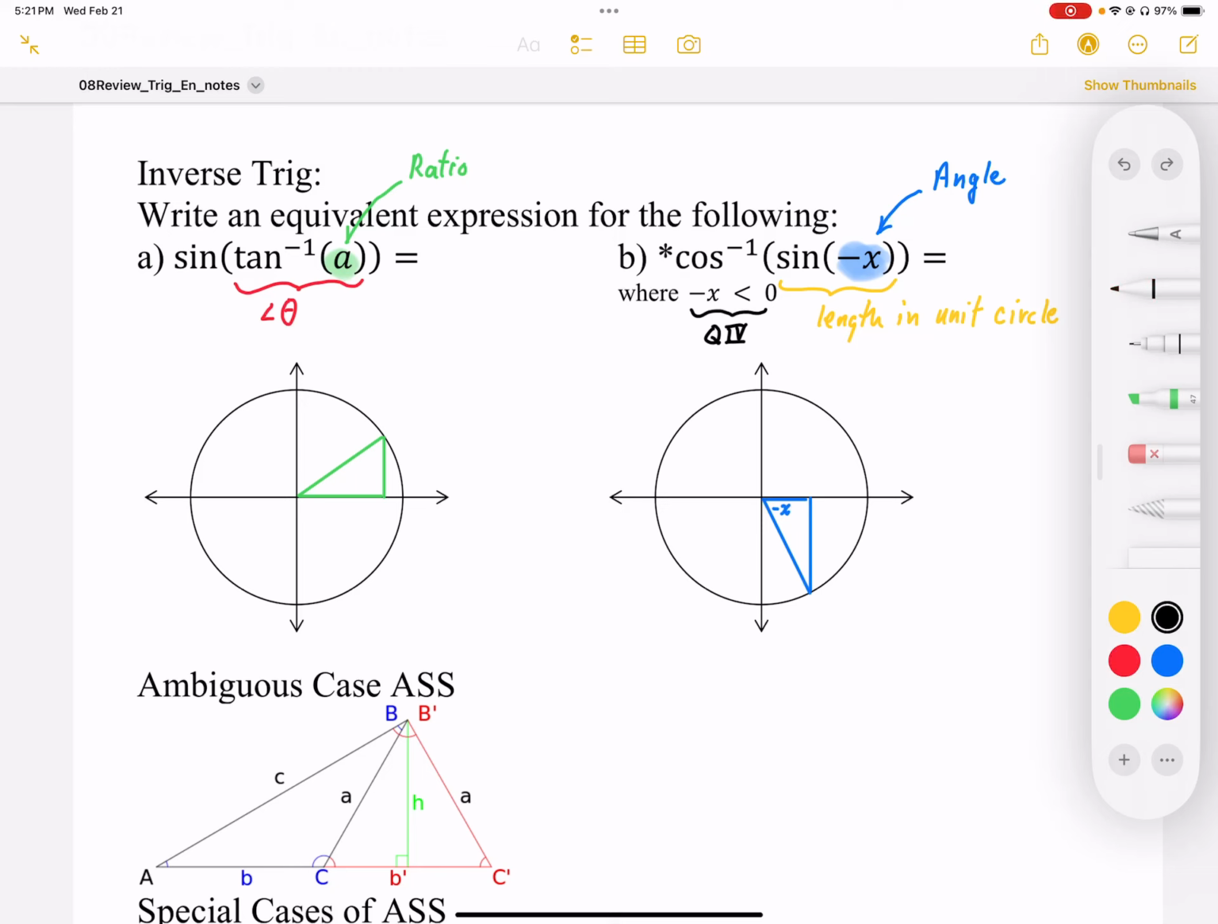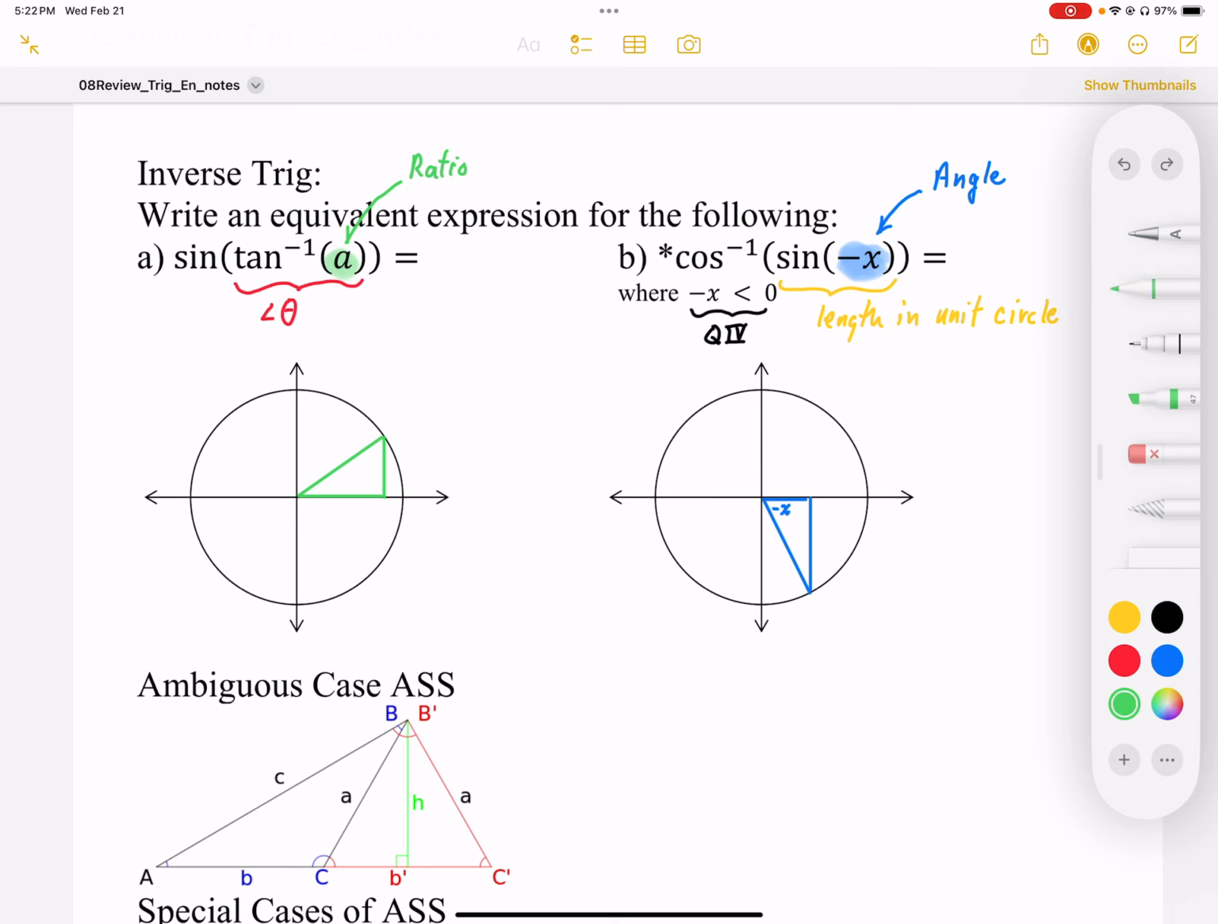For these problems, it's really important to recognize whether the variable is a ratio or an angle. So taking a look at the first one, A, we have sine of the inverse tan of A, and we have to decide, is A a ratio or an angle? Since it's inside the inverse tan function, the input of an inverse tan function must be a ratio. And that makes the value of the inverse tan an angle.